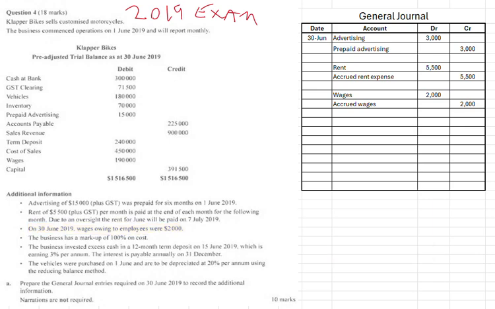Then we get to this statement here, the business has 100% markup. What do we do with that? Nothing.